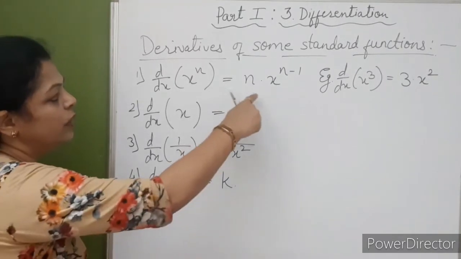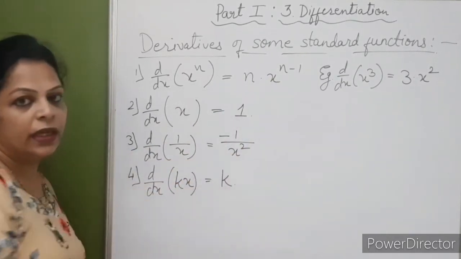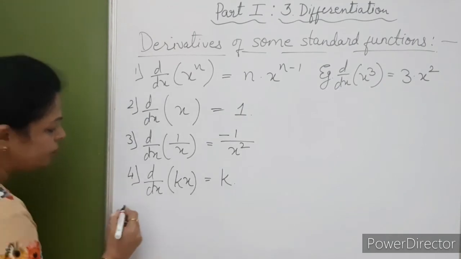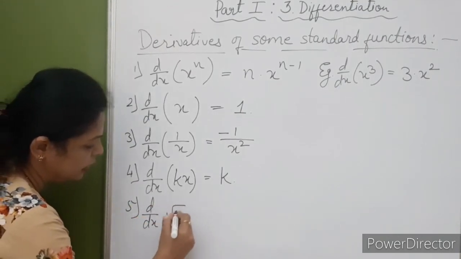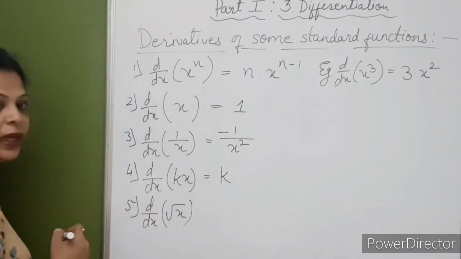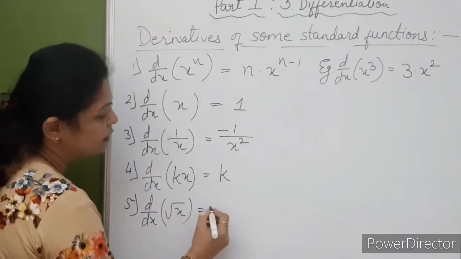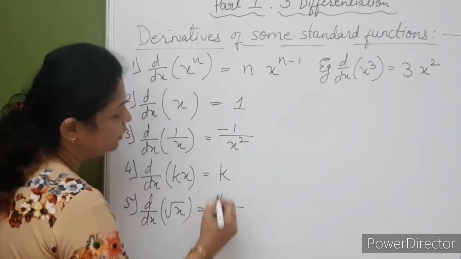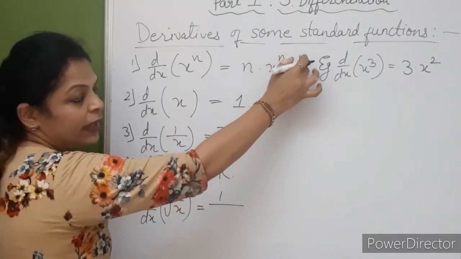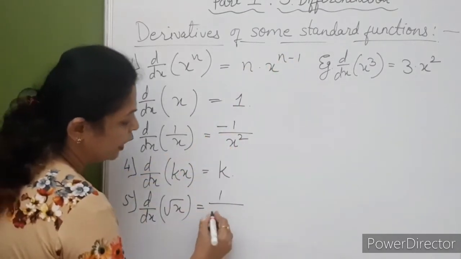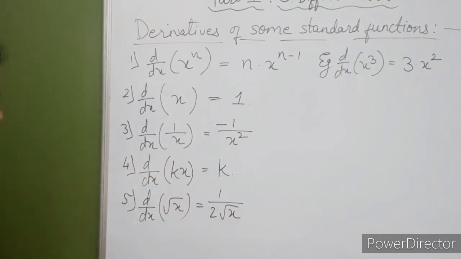Because 10 into this formula you have to substitute. That is 10 into 1, so 10. So that is k. Then we have d dx of root x. What will be the derivative of root x? Root x means x raised to half. So you get 1 upon 2 into x raised to 1 by 2 minus 1, that is minus 1. So you get 1 upon 2 root x.